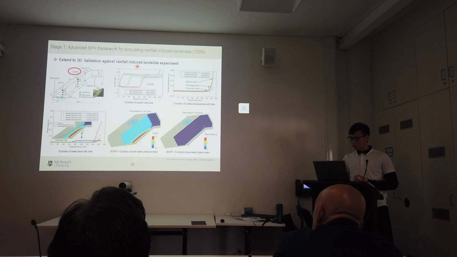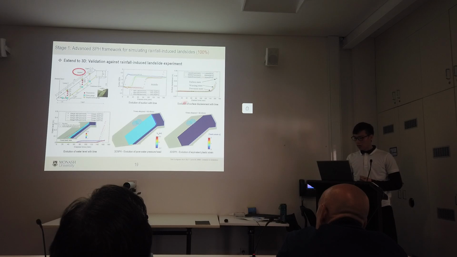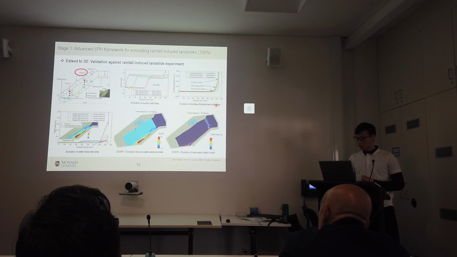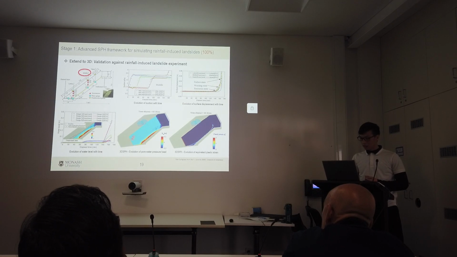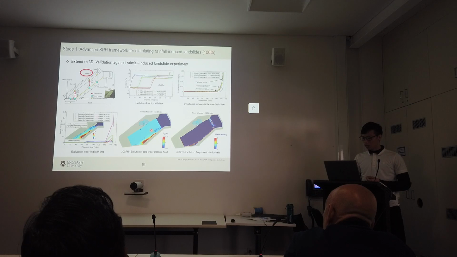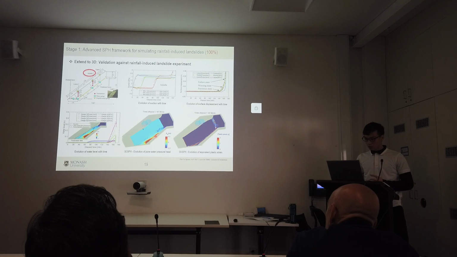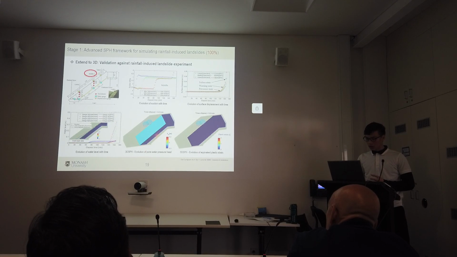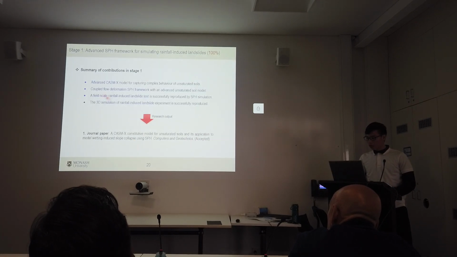Here's the model performance. We are able to capture the evolution of suction with time and the evolution of surface displacement with time. The results are very nice. And as you can see at the bottom middle, the animation shows how water infiltrates into the slope, the water accumulates and eventually causes collapse. This slide shows you the summary of step 1. We have submitted one journal paper to Computers and Geotechnics.